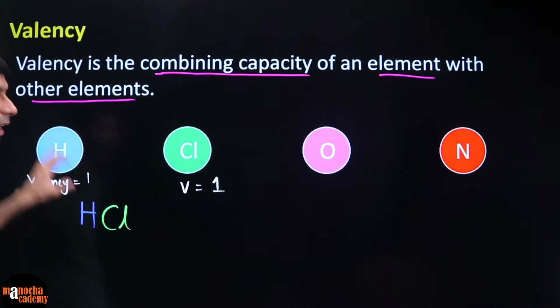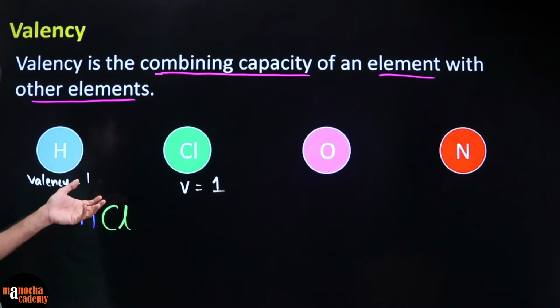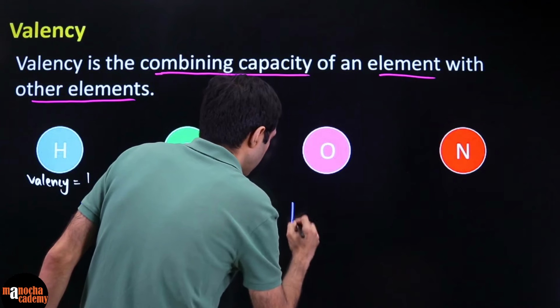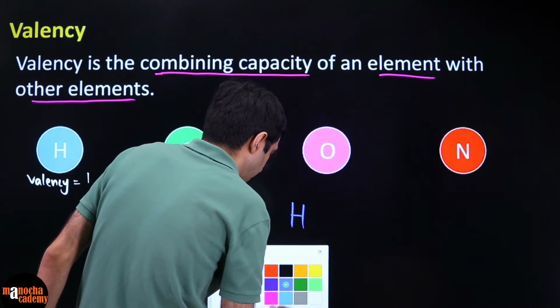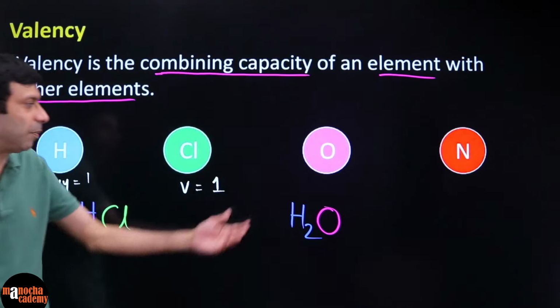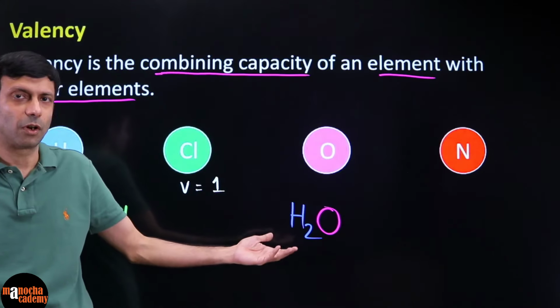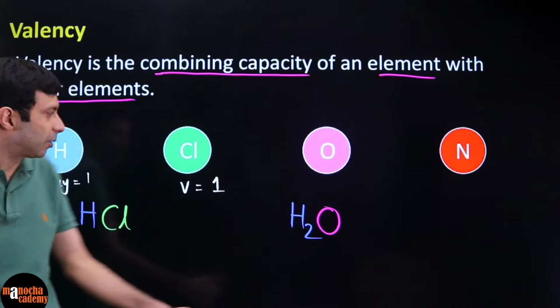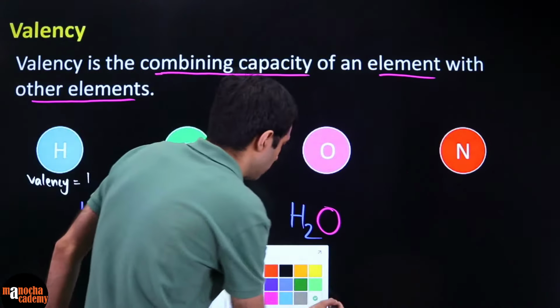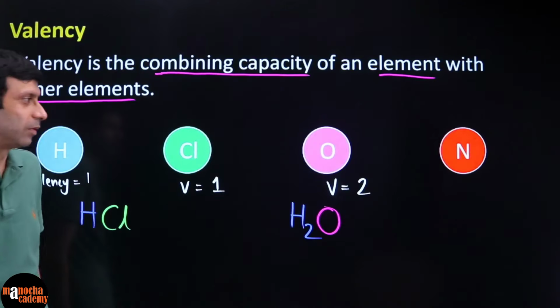Now they tried to combine hydrogen and oxygen, because hydrogen is the simplest element. They found we are getting H2O. So can you tell me, based on this, what is the valency of oxygen? One oxygen atom can combine with 2 hydrogen atoms. So therefore the valency of oxygen is 2.